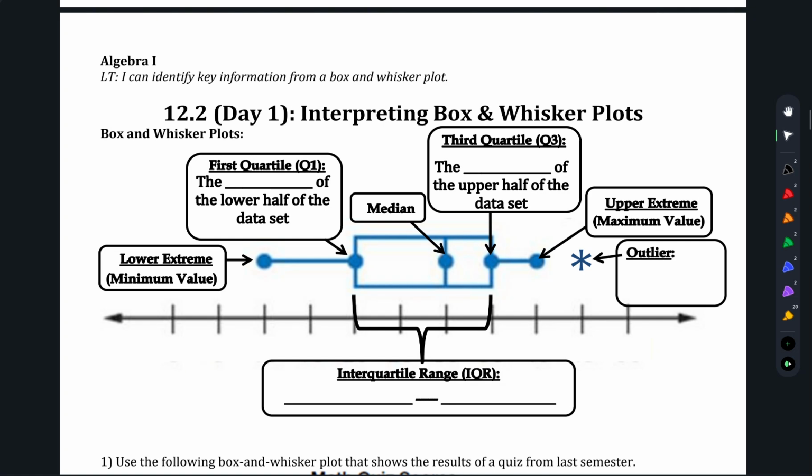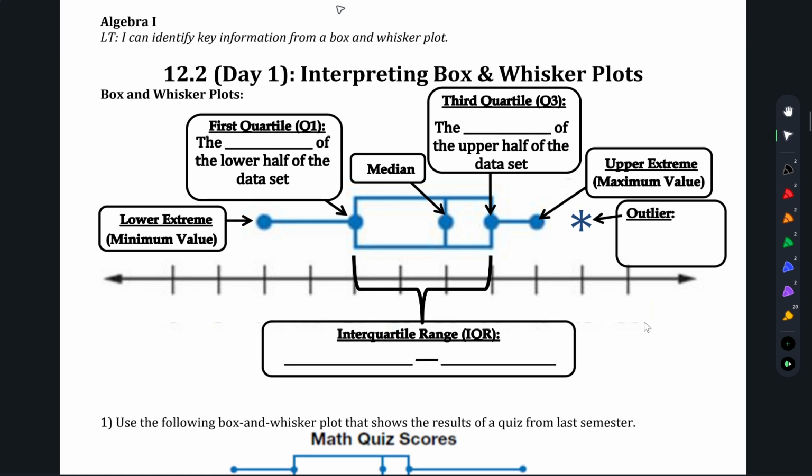That is going to be part of your project. So you definitely want to be able to create these yourself because you will have to do that for your project. We're going to start out, this is called a box and whisker plot.